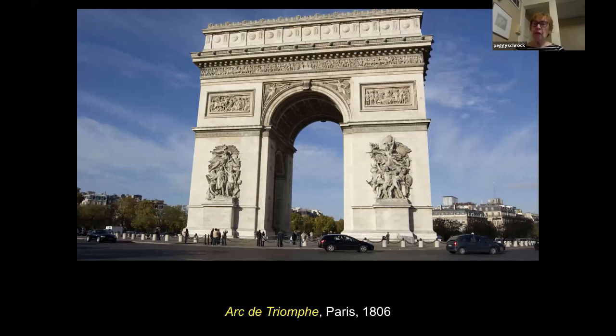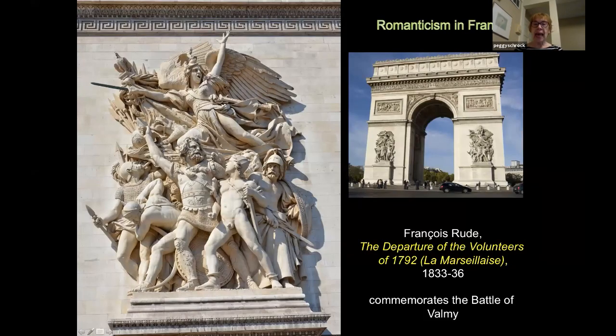There are a couple of different themes that appear a lot. This is, of course, the Arc de Triomphe, which is Napoleonic. So Napoleon puts this thing out, again, linking himself with Rome. But it's this sculpture here I want to look at. It's one of the most famous. It's known as the Marseillaise, or the Departure of the Volunteers of 1792. And it commemorates the Battle of Valmy.